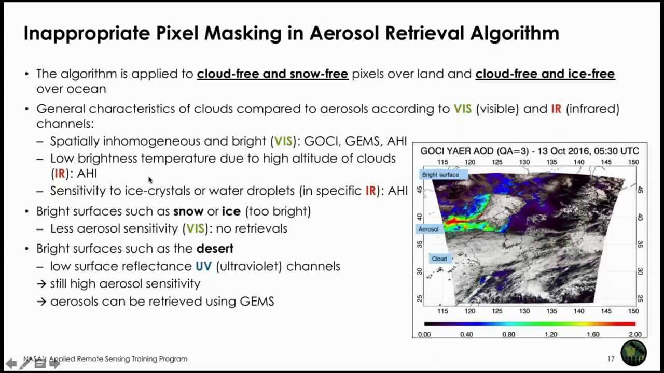Some specific channels are very sensitive to ice crystals or water droplets. So we also use this information from the AHI because AHI has many IR channels compared to GOCI or GEMS. The snow or ice surfaces are too bright in visible wavelengths, so there is less aerosol sensitivity. Thus, most sensors cannot retrieve aerosol information over there. Meanwhile, the UV wavelengths still have some sensitivity for aerosols over desert, so GEMS can get aerosol over desert compared to GOCI or HIMAWARI. The right figure shows an example of the aerosol retrieval. We can see bright surface and cloud pixels don't have any AOD pixels, but other pixels are retrieved as AOD from 0 to 2, like rainbow colors.